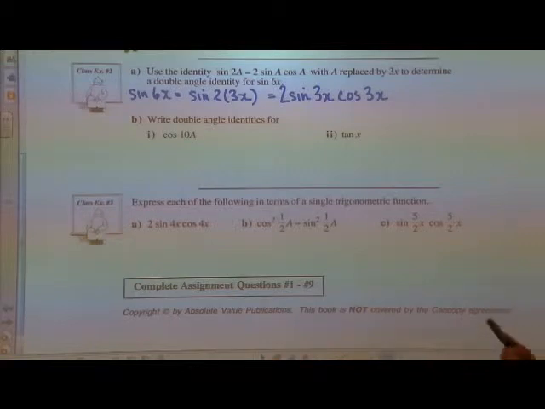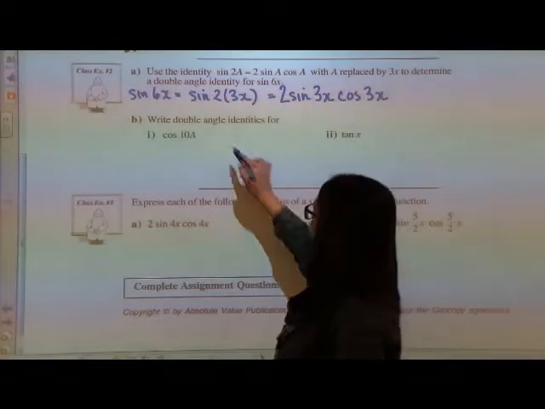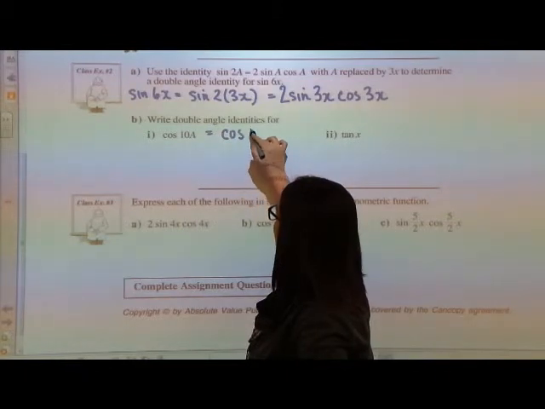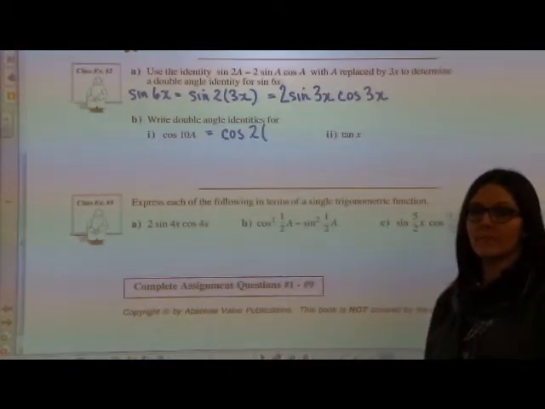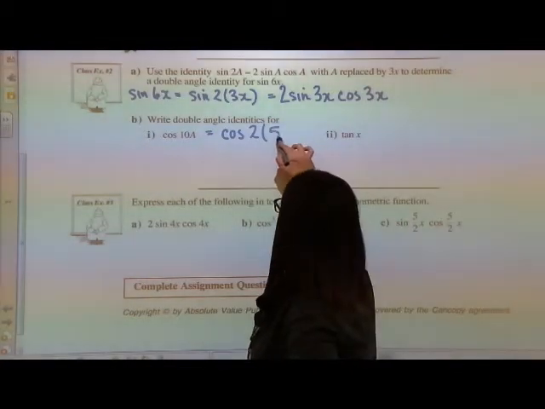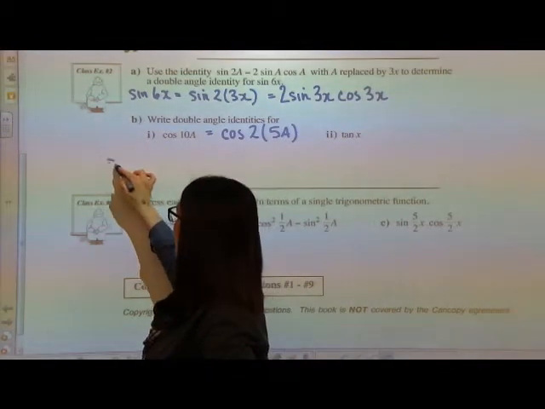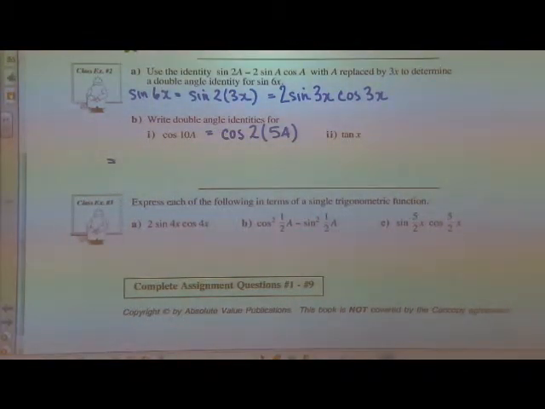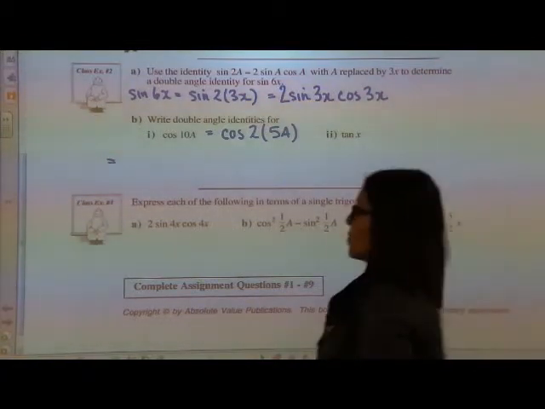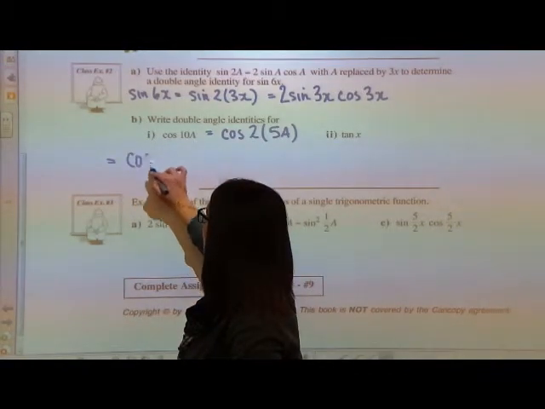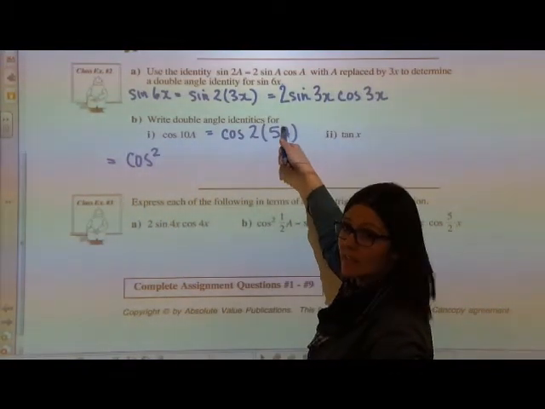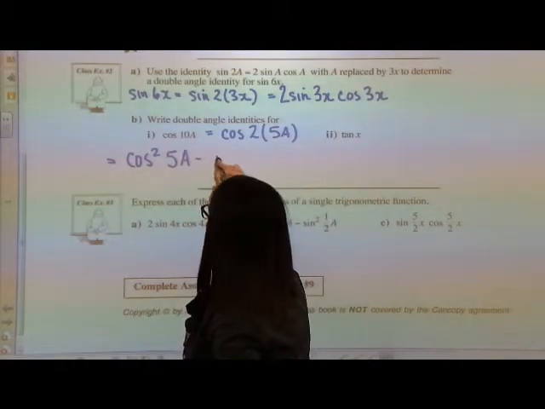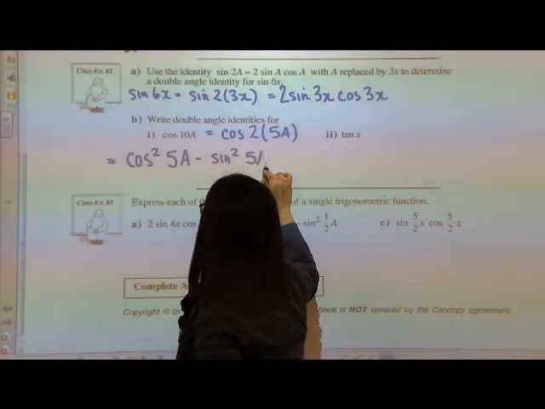So if we do the same thing for cos 10a, I can write cos 10a as cos 2 times what? 5a. And what is cos 2a equal to? Cos squared a minus sine squared a. So cos squared a minus sine squared a, where a is now 5a. So cos squared 5a minus sine squared 5a.